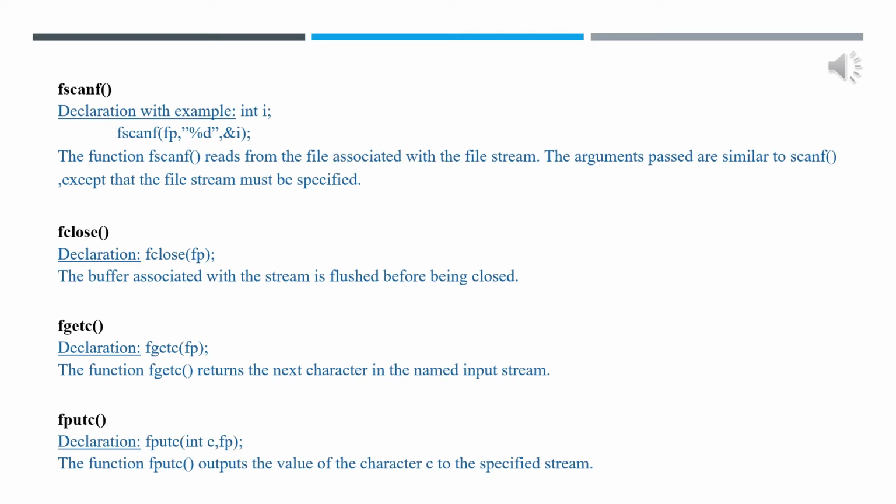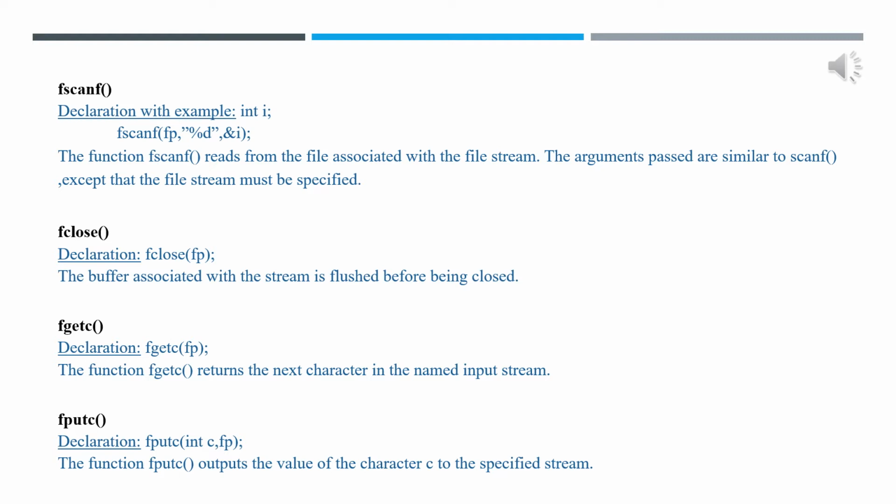Next is fscanf, and we write it as fscanf(fp, "%d", &i). So the function fscanf reads from the file associated with the file stream. The arguments passed are similar to scanf except that the file stream must be specified. So here fp is specified, and because we are scanning an integer, %d is used.